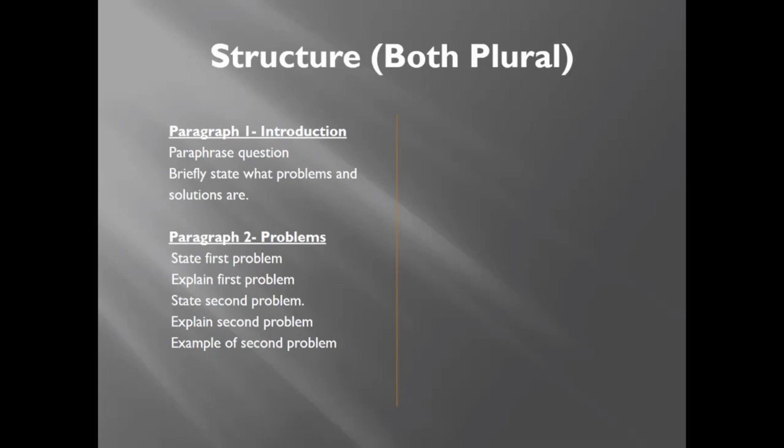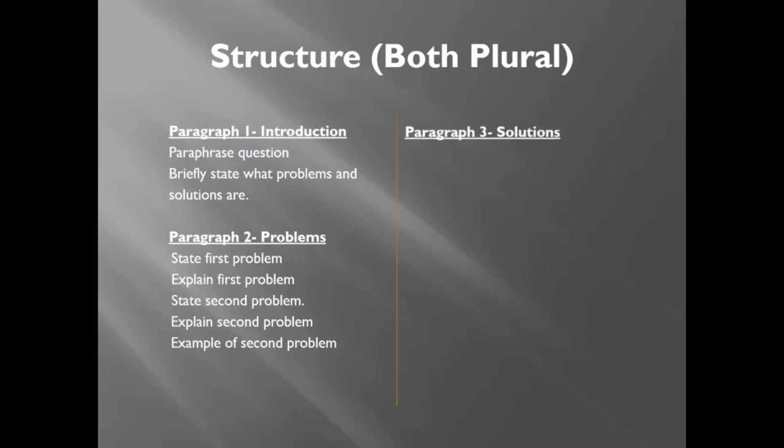Paragraph 2 is our first main body paragraph, where we're going to go into detail on our problems. We're going to state our first problem in the first sentence of the first main body paragraph. Then we're going to explain that first problem. Then we will state our second problem, explain that second problem, and then give an example for the second problem. Now, as long as you have one example in there, that is totally fine. You don't need to put 2 examples in one paragraph. What I would do is just pick the problem that you know the most about and you're most comfortable giving an example for.